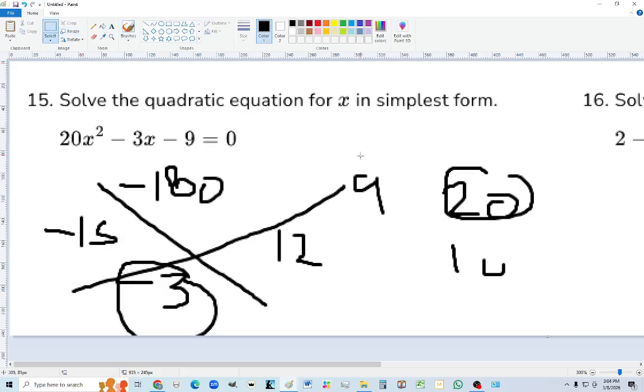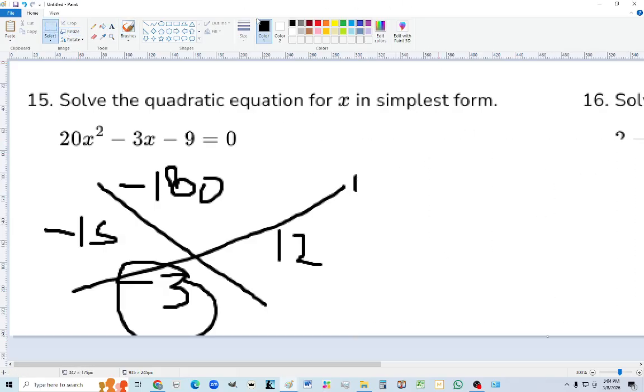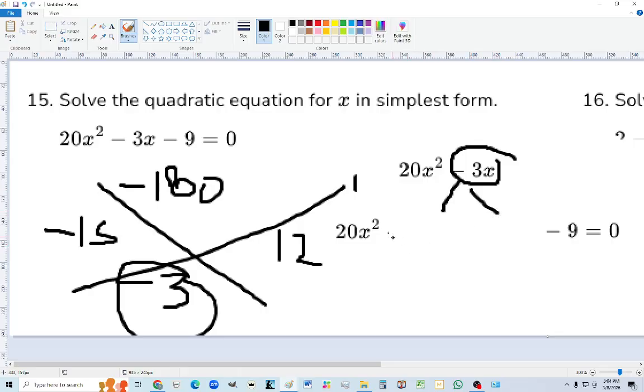Which means my factors, here I'll try grouping this time. For grouping, you take the first one and the last one, and the middle term you divide up into your two factors, minus 15x and plus 12x. Okay, and what do these have in common? They have 5 and x.